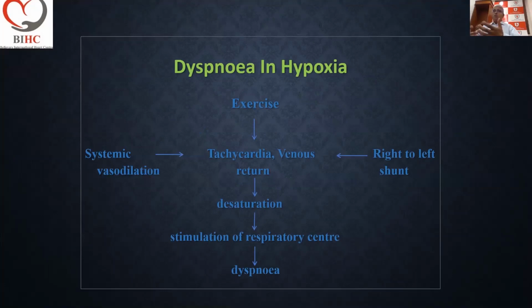Something totally contrary is happening in hypoxia, where hypoxia is a stimulant to the respiratory center, and an exercise-induced systemic vasodilatation causing tachycardia and the venous return causes desaturation, and the drop in PO2 becomes a stimulant for the respiratory center.